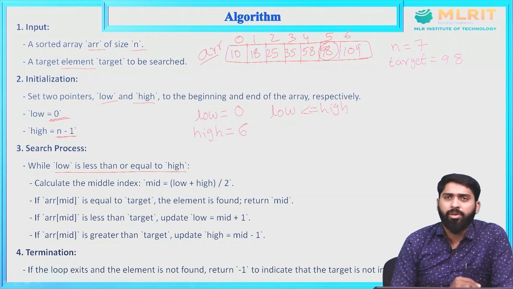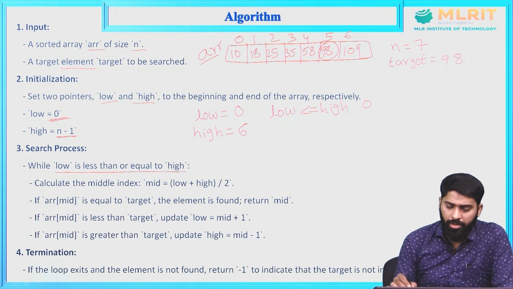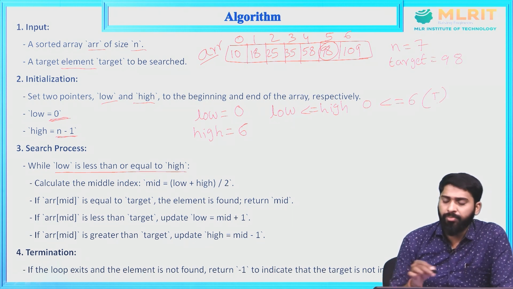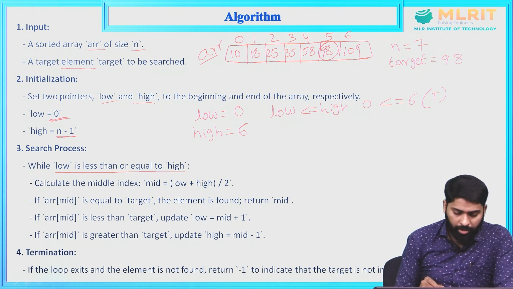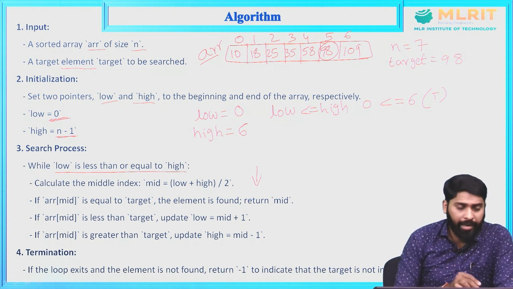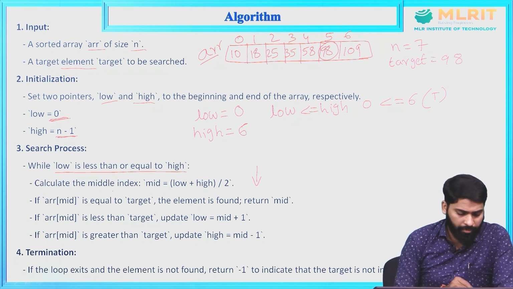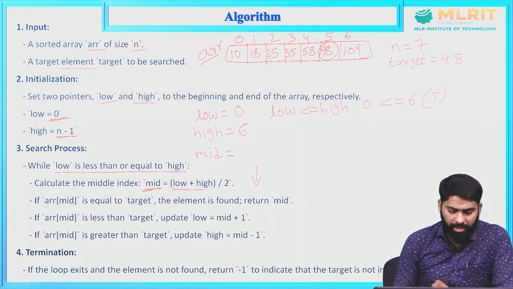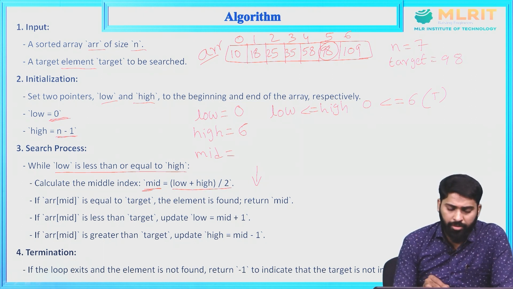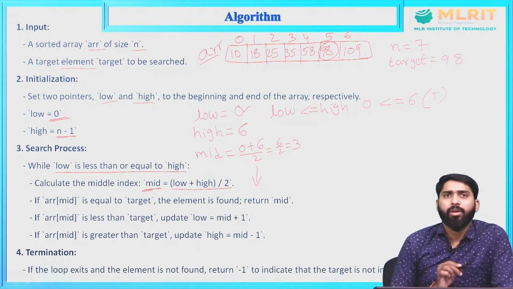In this case, what is low? 0. Is it less than or equal to high, which is 6? Yes, it is true. So enter into the block and calculate the mid value. We are going to find mid here. Mid equals (low plus high) by 2. What is low? 0, plus what is high? 6, by 2. That is 6 by 2, which equals 3.